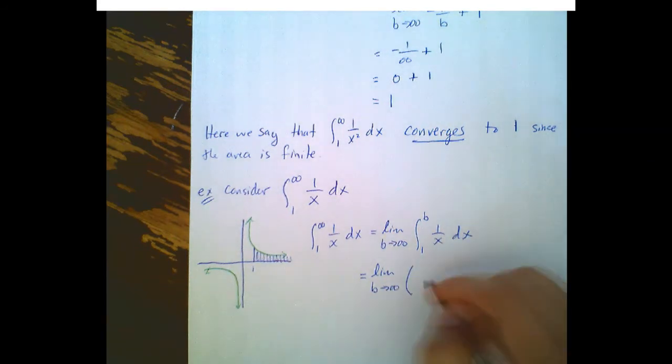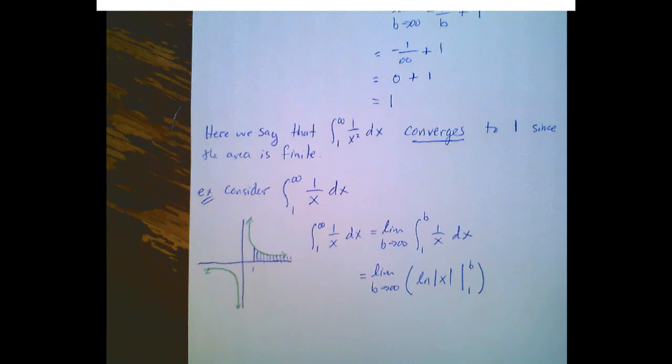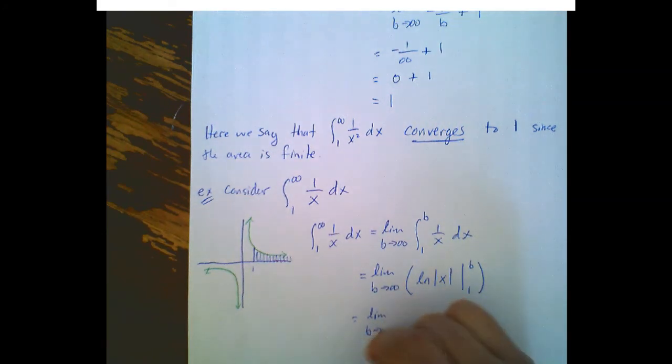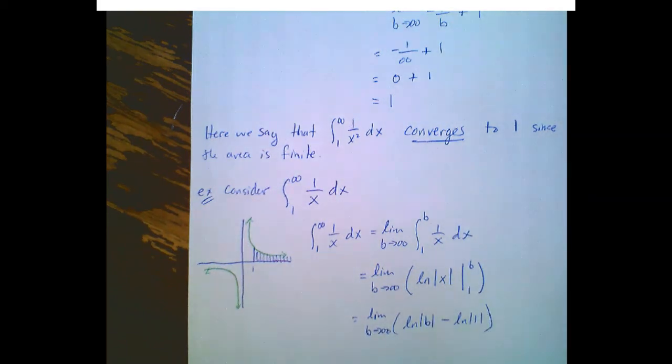So the antiderivative of 1 over x is the natural log of absolute x from 1 to b. Now evaluating, we get the limit as b goes to infinity of the natural log of absolute b minus the natural log of absolute 1. Now, since b is positive and the natural log of 1 is 0, this boils down to finding this limit: the limit as b goes to infinity of the natural log of b.